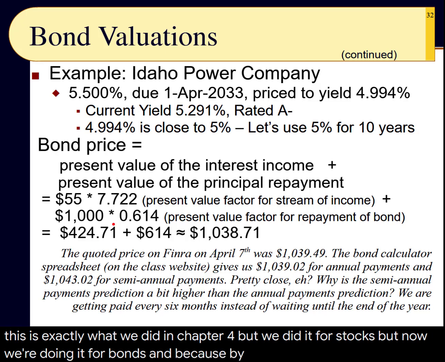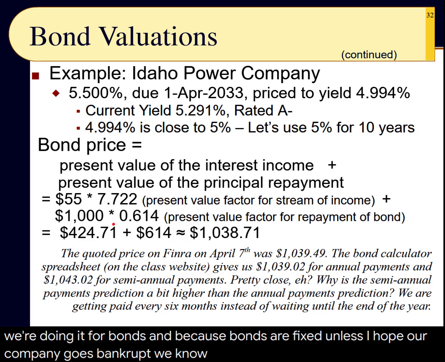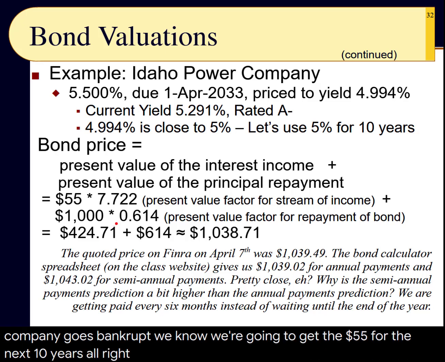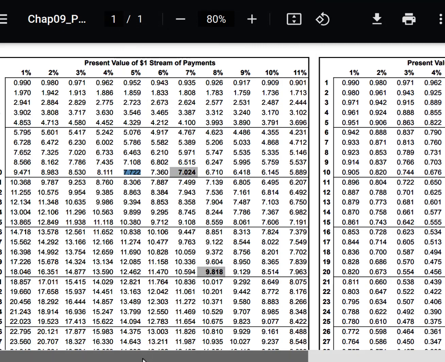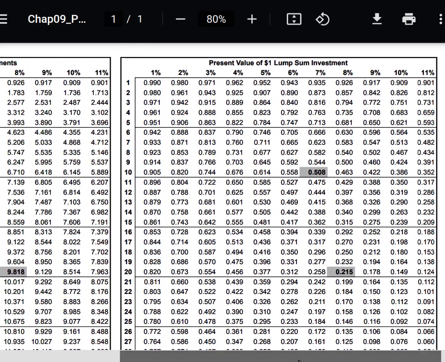And because bonds are fixed, unless Idaho Power Company goes bankrupt, we know we're going to get the $55 for the next 10 years. All right. And at the end of the 10 years, we're going to get the $1,000 that the bond was originally sold for. And so what's that worth to us? Well, that's a single payment. And so we go back to the table, and this table over on the right is the same table as chapter 4. We go across the 5%, down 10 years, and we see 0.614.